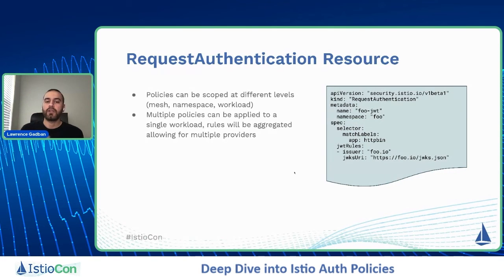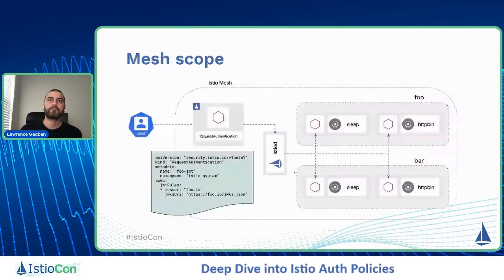Again, similar to how the peer authentication worked, you can have different scopes for this. So you can do mesh wide, namespace wide, or workload wide. And you can have multiple of these. The end result is that they're aggregated, and what you're really doing when you do that is saying, I have more than one provider. So if you have, say, 2 policies, one from foo and one from bar, and I present a JWT that's valid according to either one of them, the request is allowed.